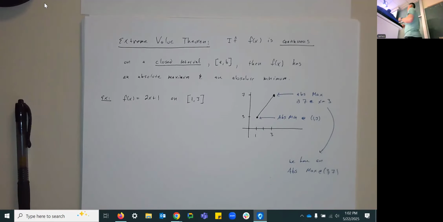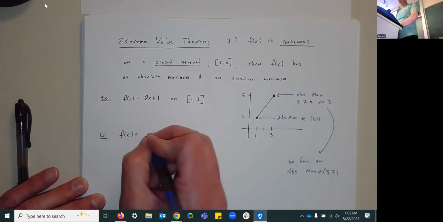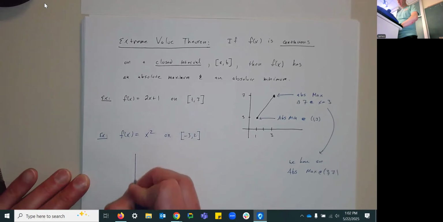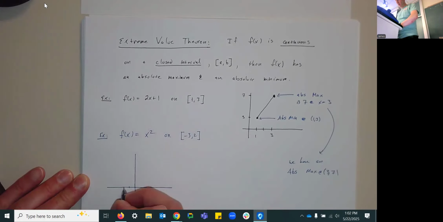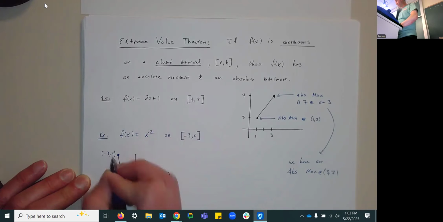Okay, let's look at another example. Let's say we have f of x equal to x squared on the interval from -3 to 2. I'll point out so far, all of our functions have met the necessary criteria that the function is continuous and the interval is closed. So this function, going from -3 to 2, is going to look something like this. Where this point over here is (2, 4). This point over here is (-3, 9).